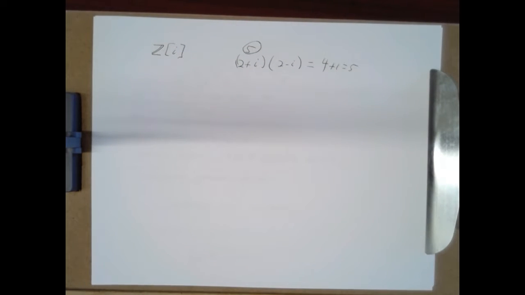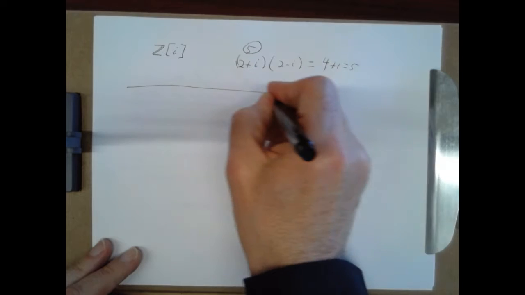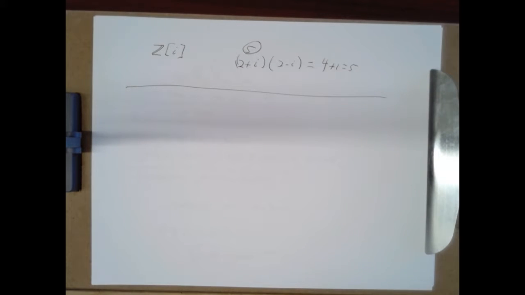So for us, life is good. We always have unique factorization. So we have the fundamental theorem of arithmetic, and we'll use that in a few ways. All right, so how do we test for prime numbers? How do we tell if a number is prime?